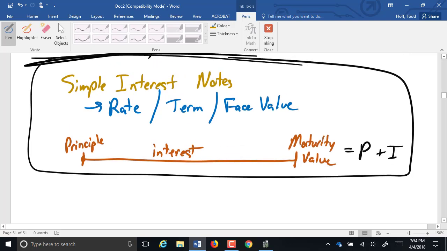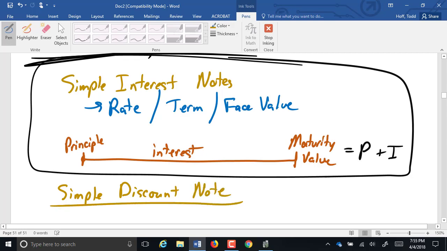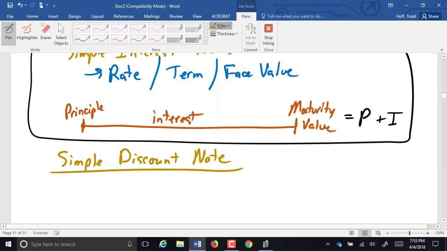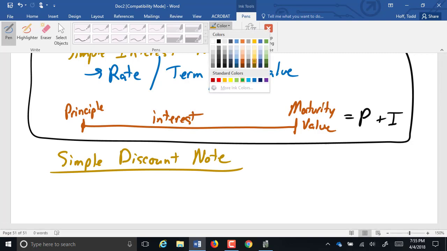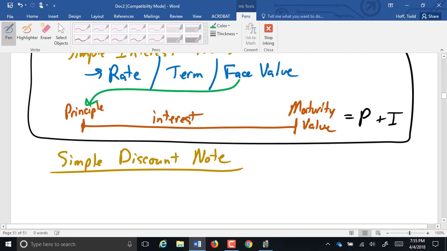Well, to go with an interest-bearing note, but it goes with a simple interest note, is something called a simple discount note. In a simple discount note, we still have the face value. On the simple interest note, the face value is the principal of the note. In the simple discount note, it still has a published rate, a published term, which is the time, and it has a face value.